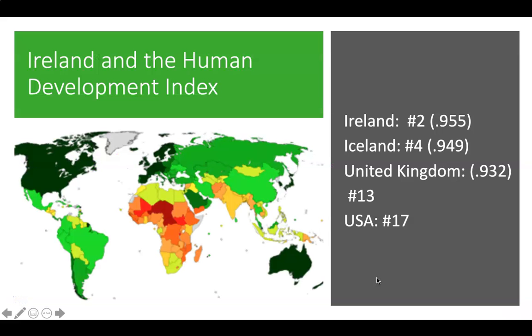All right, so I am going to create a list. That was my task, and I did that in descending order from highest HDI to lowest HDI. So I see Ireland at number 2, Iceland at number 4, the United Kingdom at number 13, and the United States clocking in at number 17 with an HDI of 0.926. So I plugged those in. This is my list right here.